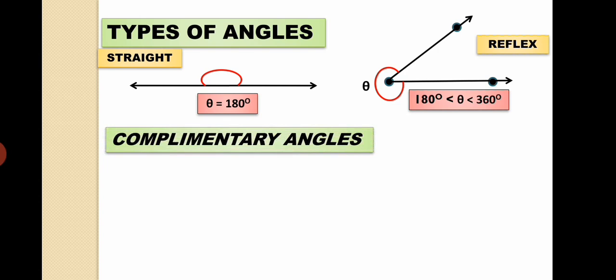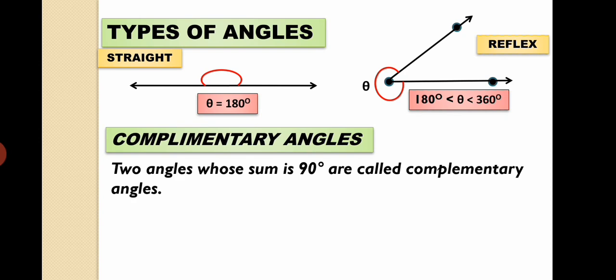Students, let's see what are complementary angles. Two angles whose sum is 90 degree are called complementary angles. It means, suppose for example one angle is 50 degree and another angle is 40 degree, and if we add 50 degree plus 40 degree we will get 90 degree. It means 50 degree and 40 degree are complementary angles.